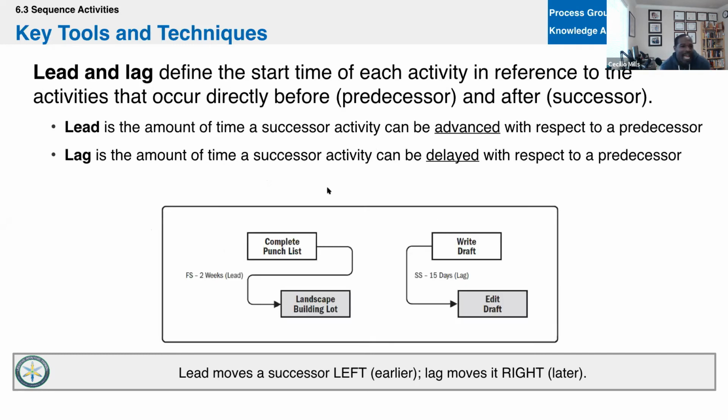Right, so here's leads and lags. Leads and lags, and both leads and lags refer to the successor activity. Right, that's the key thing here. Leads and lags refer to the successor activity. So lead being that I want to start some activity sooner than I otherwise would. Right, think lead, I'm in a race, I have a head start. Right, I'm going to finish sooner.